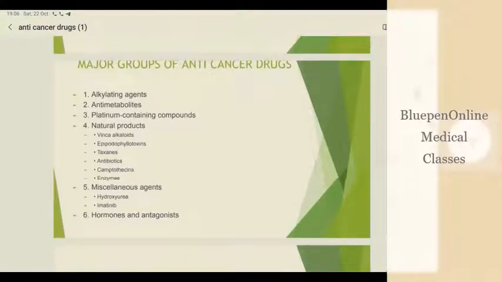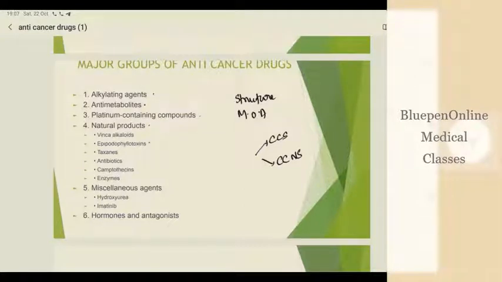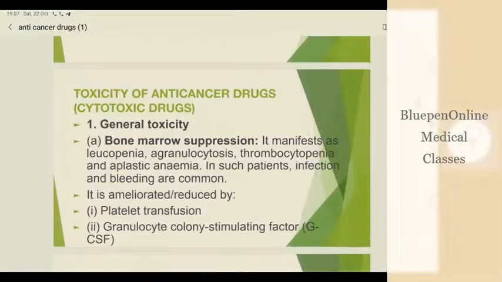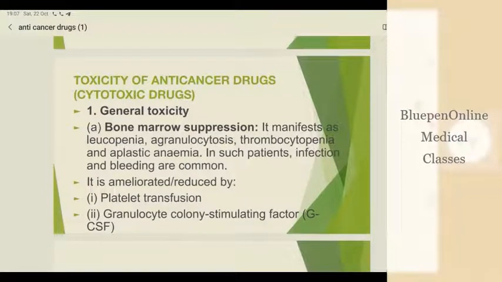Another classification is major groups of anti-cancer drugs based on their structure and mechanism of action. They are divided into alkylating agents, antimetabolites, platinum containing compounds, natural compounds, miscellaneous agents, hormones, and antagonists. So these are all different types of classifications. First was cell cycle specific and non-specific, the second is based on chemical structure, and the next one is toxicity of anti-cancer or cytotoxic drugs.